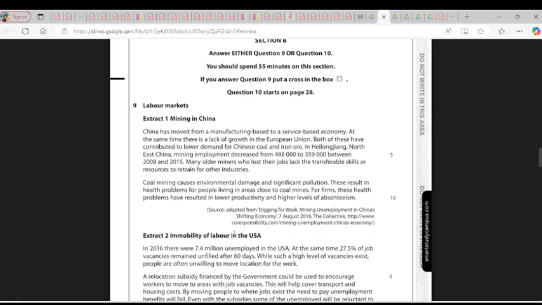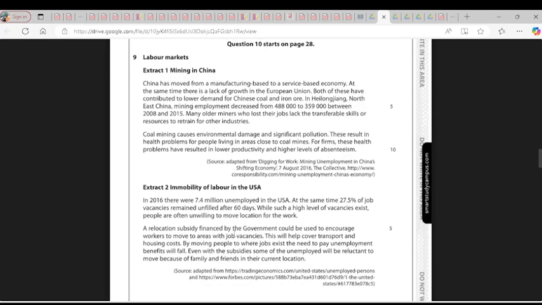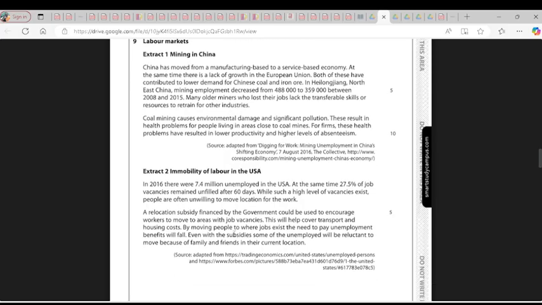In Heilongjiang, Northeast China, mining employment decreased from 488,000 to 359,000 between 2008 and 2015. Many older miners who lost their jobs lack the transferable skills or resources to retrain for other industries. Coal mining causes environmental damage and significant pollution. This results in health problems for people living close to coal mines. For firms, these health problems have resulted in lower productivity and higher levels of absenteeism.